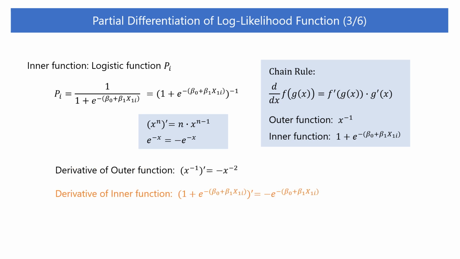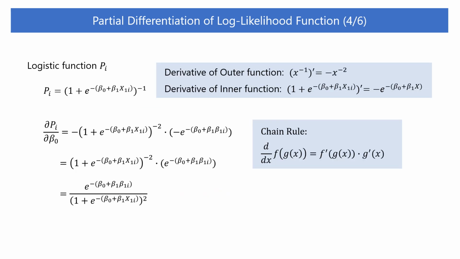According to the derivative rule for exponential functions, the derivative of the inner function takes the form of an exponential function with a minus and only the exponential part remaining. The expression for pi, the derivative of the outer function, and the inner function derivative are shown here. Using them, we will apply the chain rule to the partial derivative of pi. The negatives cancel out each other and simplify the equation. Furthermore, we transform it into fractional form.